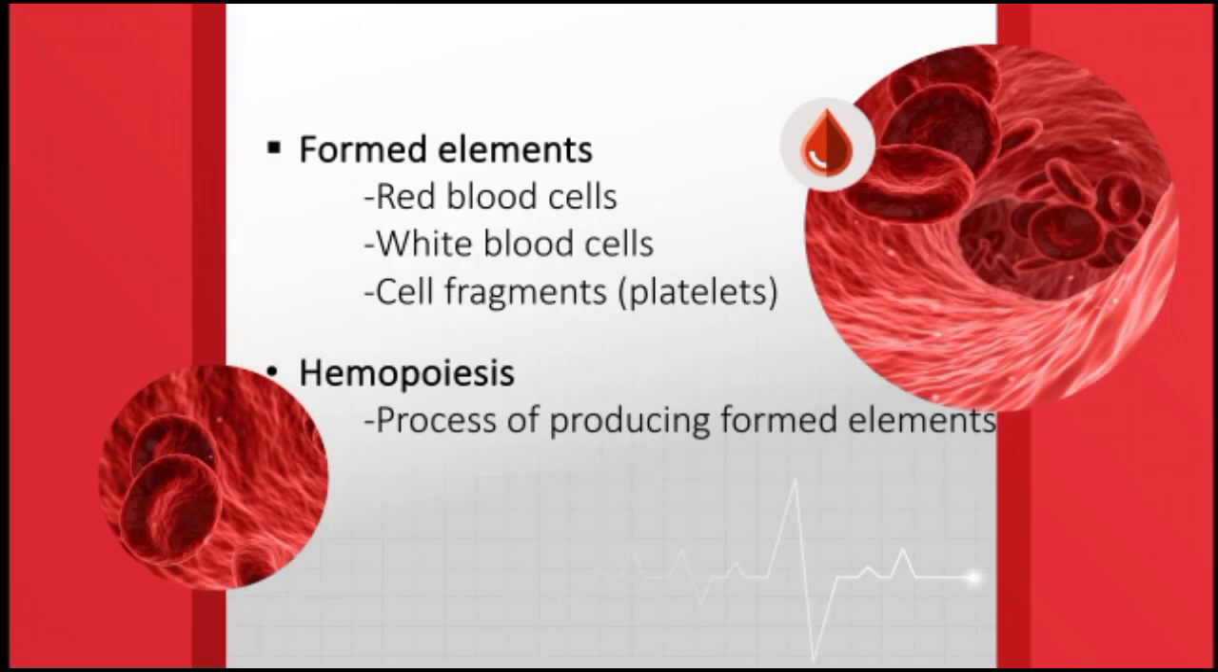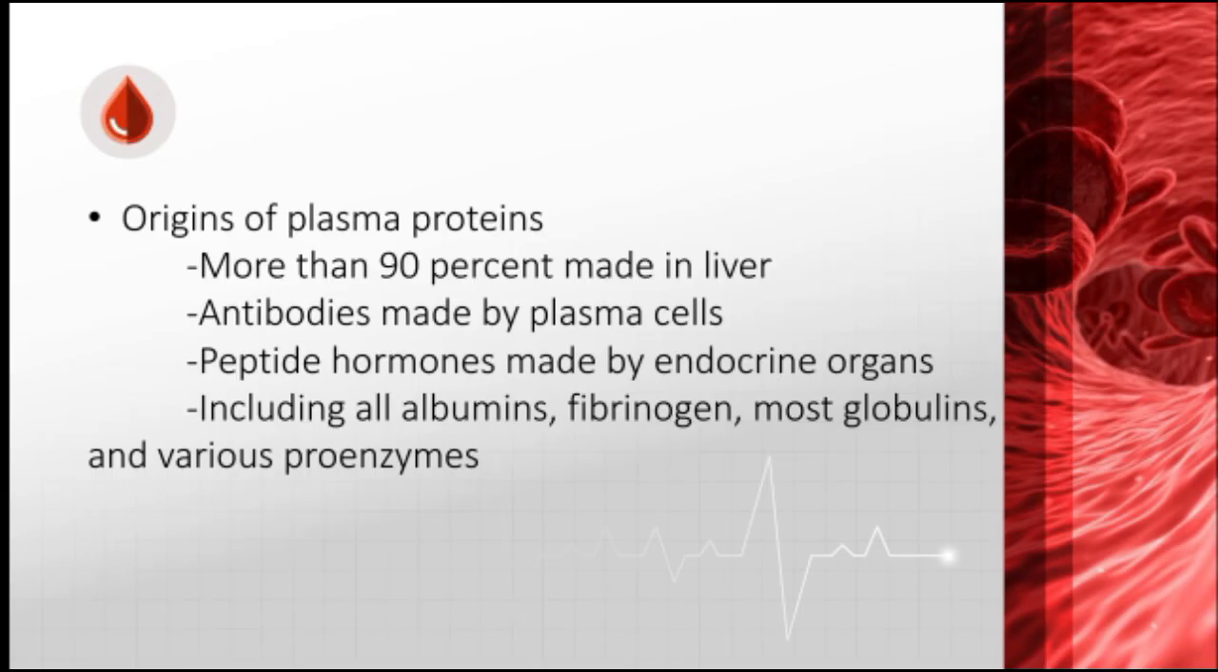Formed elements in blood are the red blood cells, white blood cells, and cell fragments or the platelets. Hemopoiesis is the process of producing formed elements. Origins of plasma proteins.